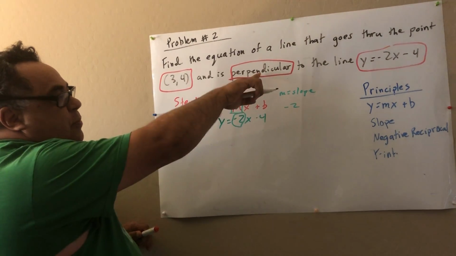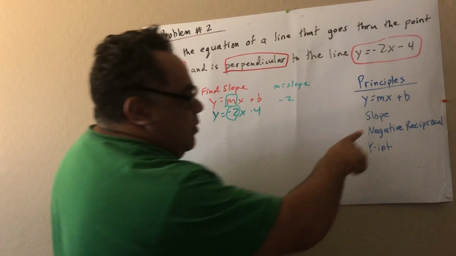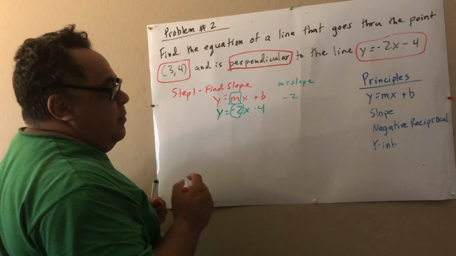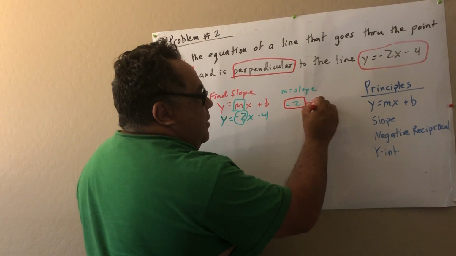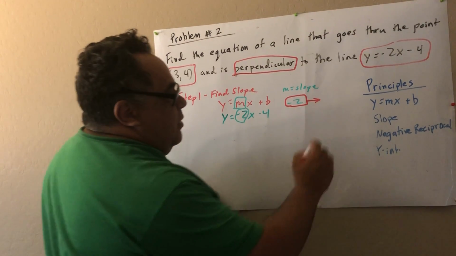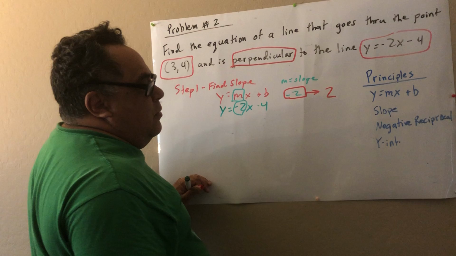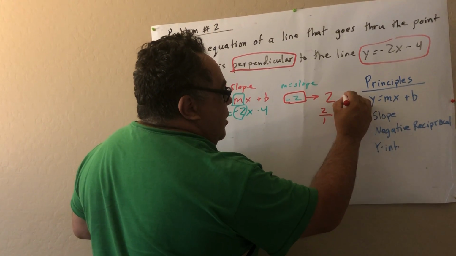When we see this word perpendicular, we can't use that -2. We have to put our slope in negative reciprocal form. Here's what negative reciprocal means. When you change this -2 into a negative reciprocal, here's what we do. Step 1 is we change the sign, so I want to make it +2. Step 2 is I want to write it as a fraction.